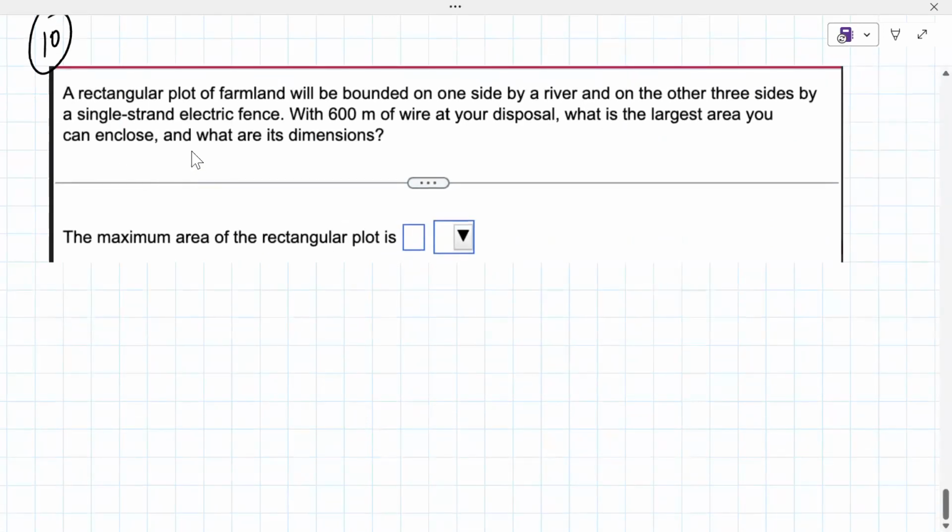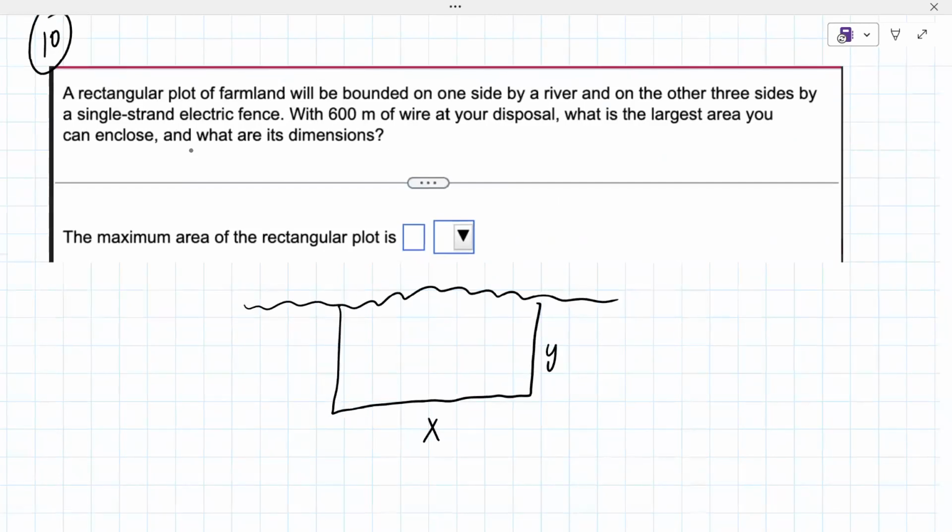A rectangular plot of farmland will be bounded on one side by a river, and on the other 3 sides by a single strand electric fence. So typically that's the river, and you got this x, y, and y like that. It's a good idea to remember the picture like this. You can draw it other ways, but this is the best way typically. So you have 600 meters of wire at your disposal. That's for the 3 sides. So you've got x plus 2y equals 600.